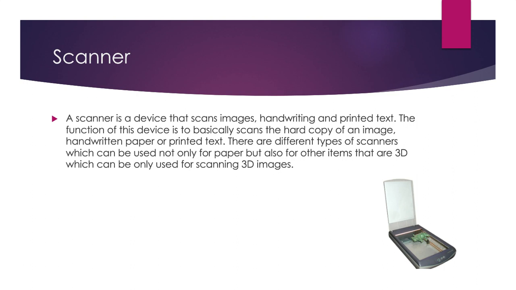A scanner is a device that scans images, handwriting, and printed text. So the scanner's function is kind of similar to a printer. But it scans hard copy and it turns it into soft copy. So hard copy now becomes soft copy. So it's quite the opposite to a printer in terms of the operation of it. There are different types of scanners which can be used not only for paper but for other items, like 3D scanners, which can only be used for scanning 3D images.